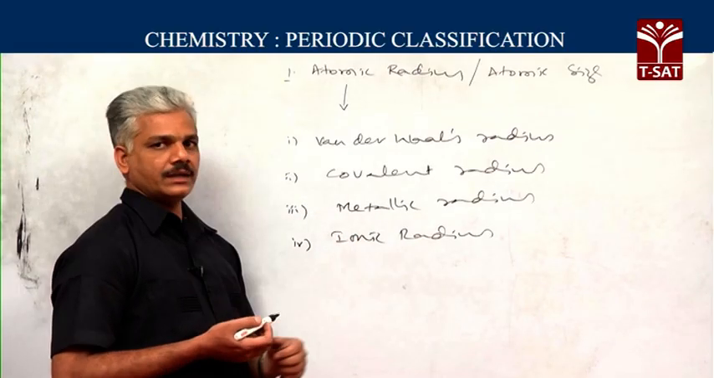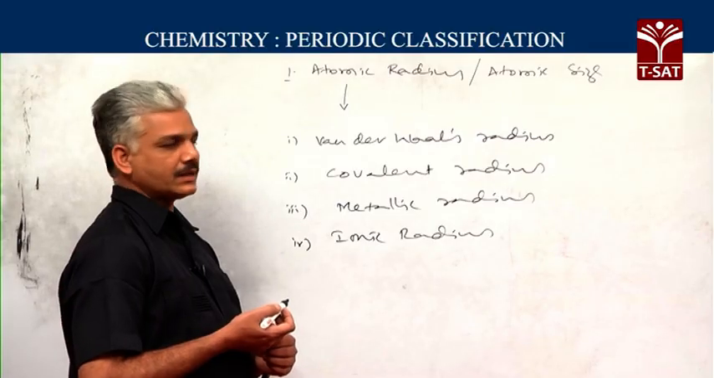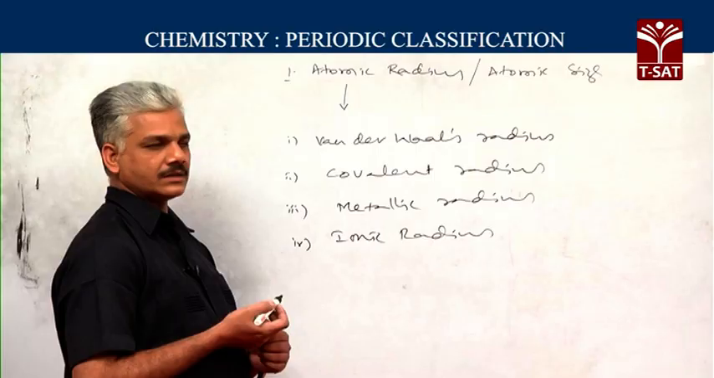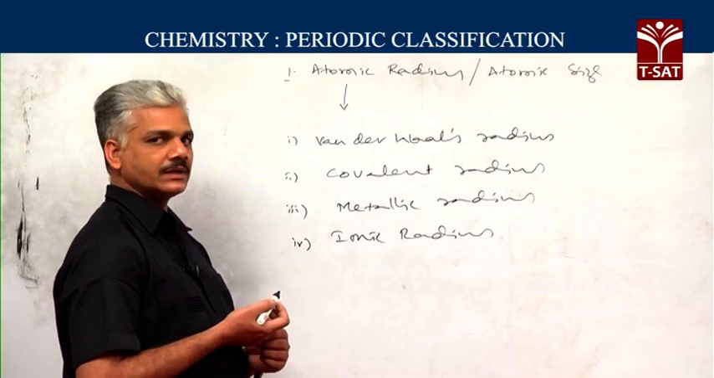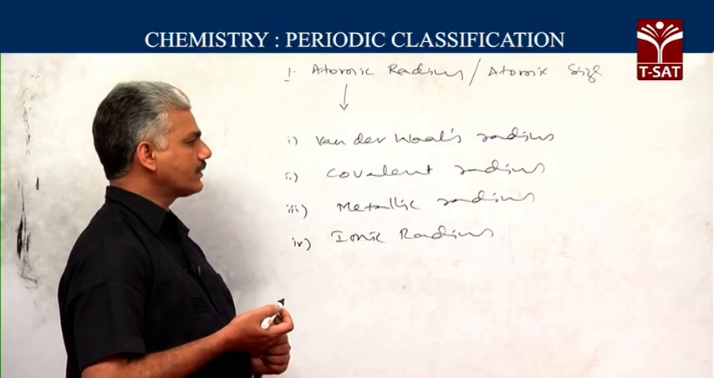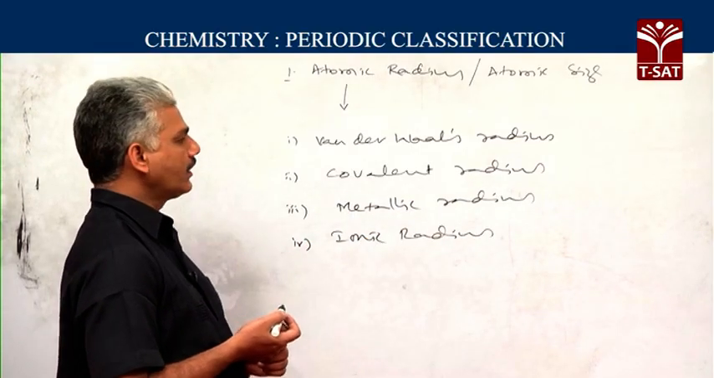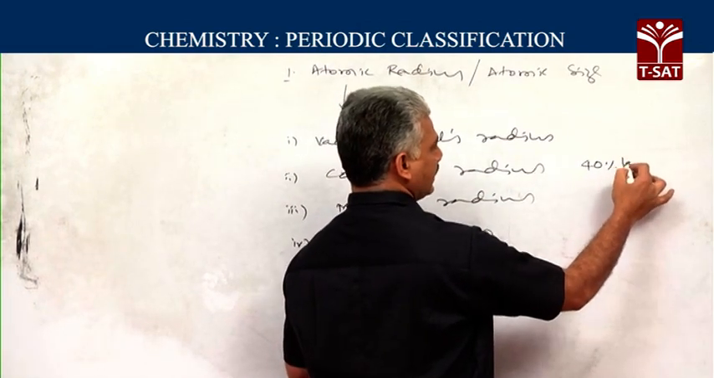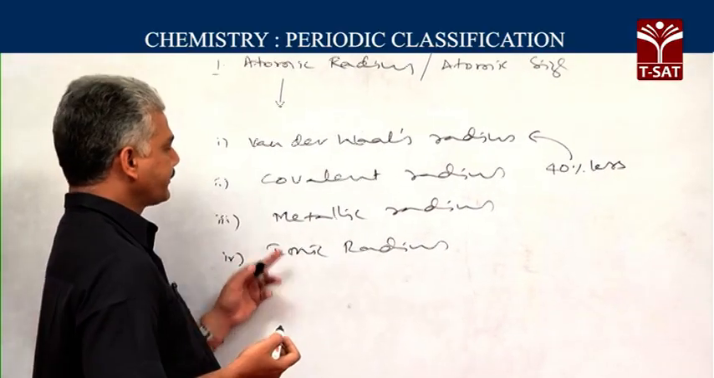Coming to covalent radius, this is generally applicable for non-metals. In case of non-metals, the atoms are bound with each other by covalent bonds. Therefore, half the internuclear distance between two atoms bound by a covalent bond is called covalent radius. Covalent radius is 40% less in magnitude compared to van der Waals radius.